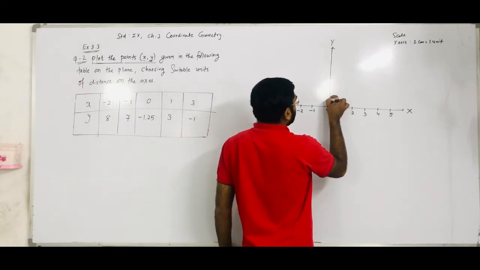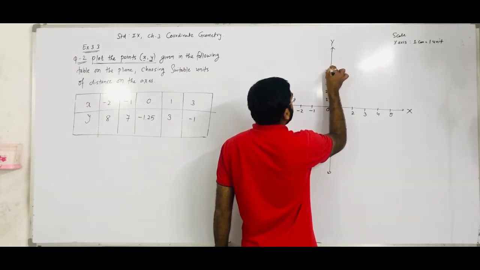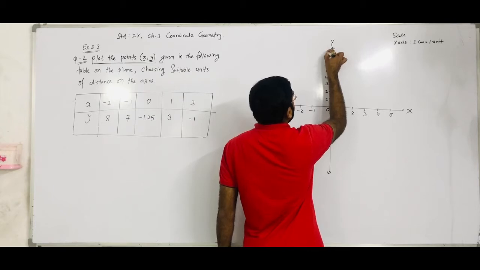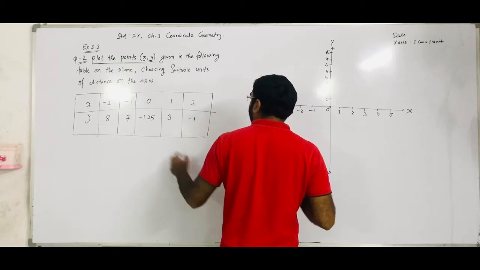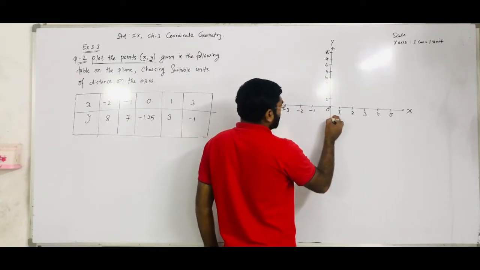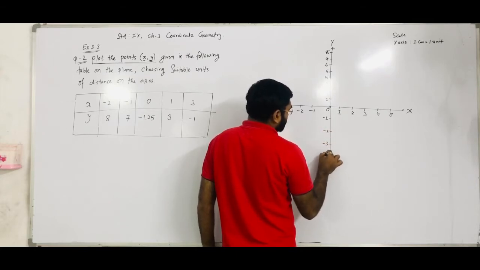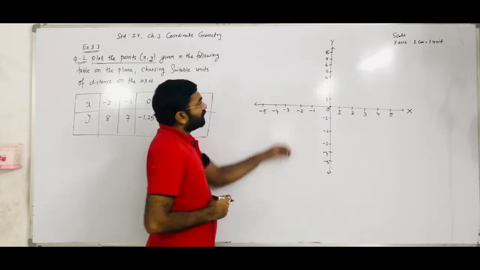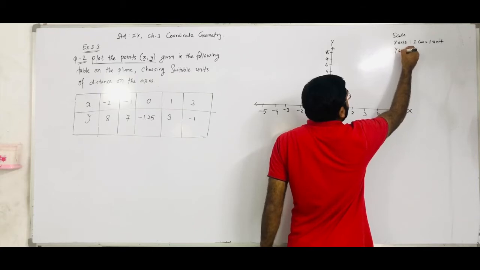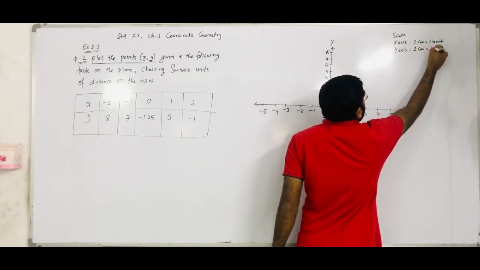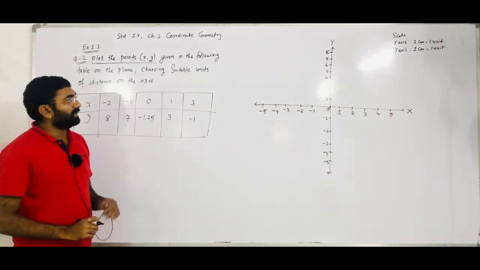So this is 0, then here is 1, 2, 3, 4, 5, 6, 7 and up to 8, we have to go, because the maximum y coordinate value is 8. Now on the negative side, minus 1.25 is the maximum, so we take minus 1, minus 2, minus 3, minus 4 or minus 5. Here also we take 1 centimeter equal to 1 unit. On the y-axis also we take 1 centimeter equal to 1 unit. That way we represent the scale on the x-axis and y-axis.